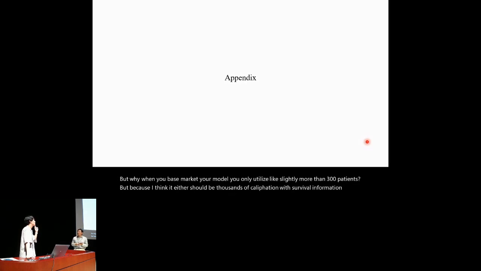Because in TCGA there are up to 33 different major types of cancer, I think you can develop a tissue-specific or cancer-type-specific hazard ratio regression model at the single-cell level. But why, when benchmarking your model, did you only utilize slightly more than 300 patients? I think in TCGA there should be thousands of cancer patients with survival information, right? Yes. This model can't use the cancers which don't have many patients.